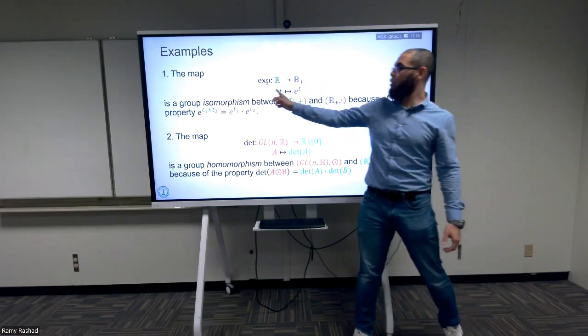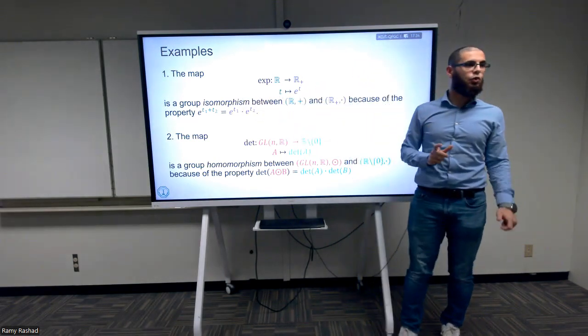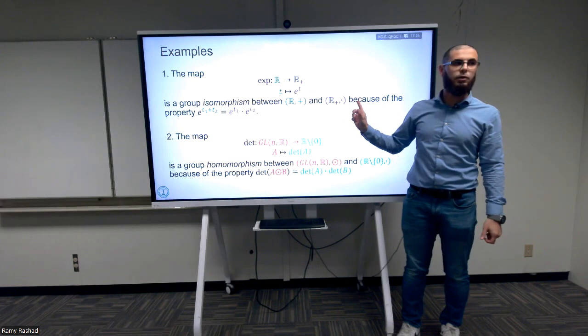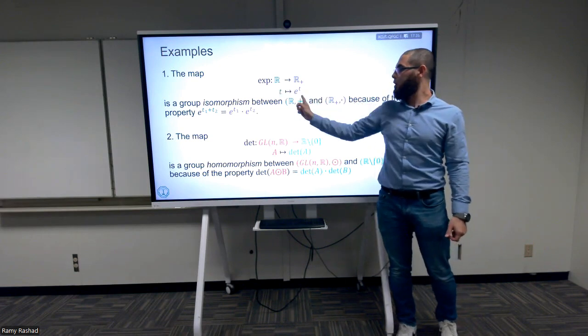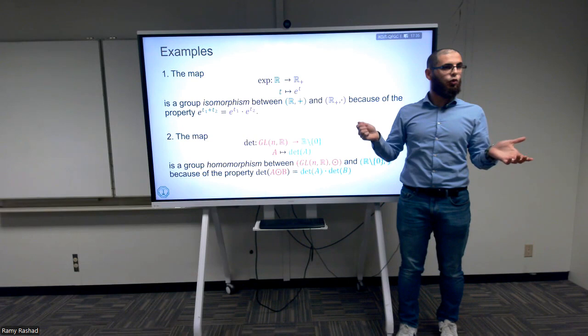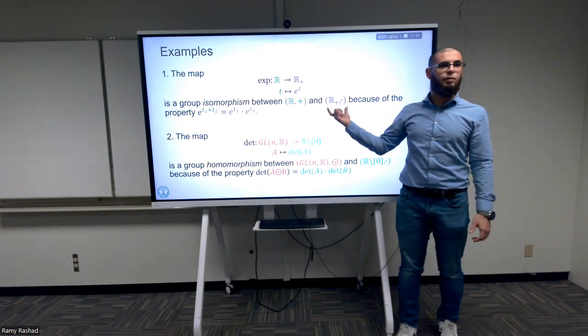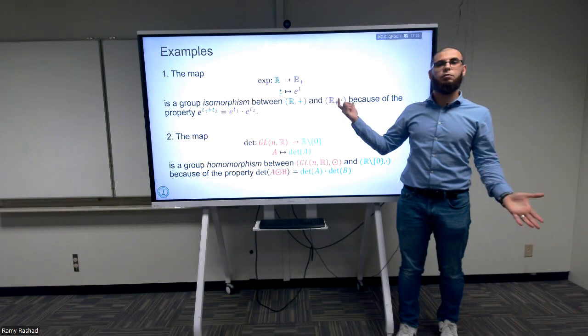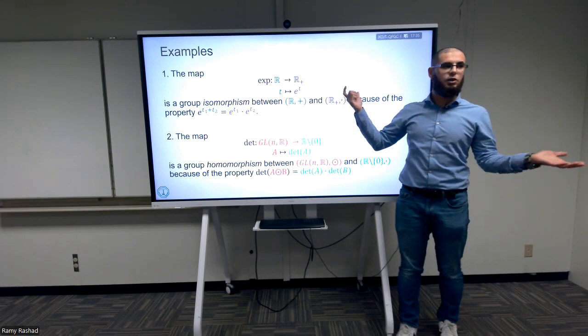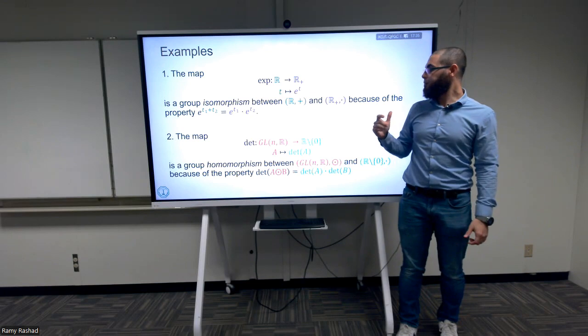And this is a group isomorphism between these two groups, the one in green and the one in purple. The one in green is the R with the standard plus that you're all familiar with. And this is the standard multiplication that you're all familiar with. I give you two positive real numbers. You can multiply them by each other. You get a positive real number.